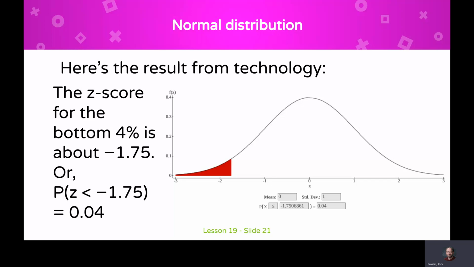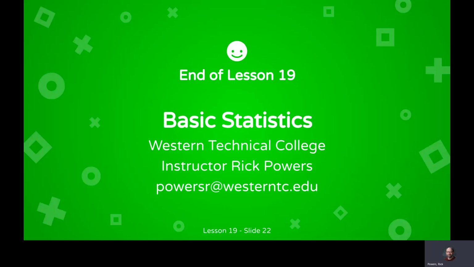Here's the result from technology. The z-score for the bottom 4% is about negative 1.75, or the probability that z is less than negative 1.75 is equal to 0.04. On the graph, you can see the shaded part. Now on the left-hand side, we have the mean set at 0, standard deviation of 1, and the probability for x less than negative 1.75, and so on, is equal to 0.04. End of lesson 19.